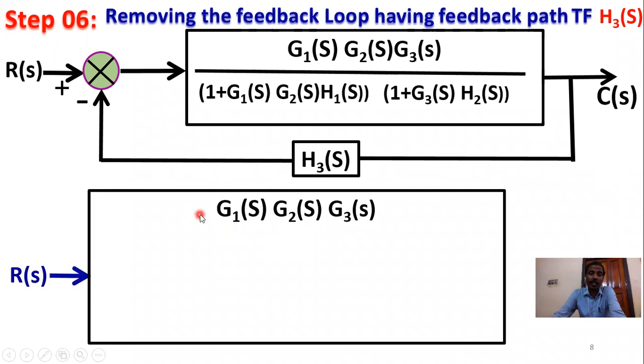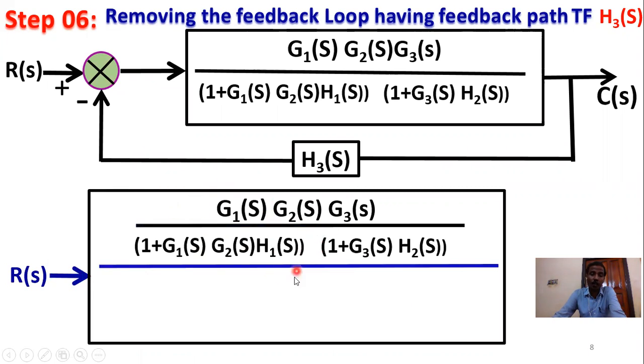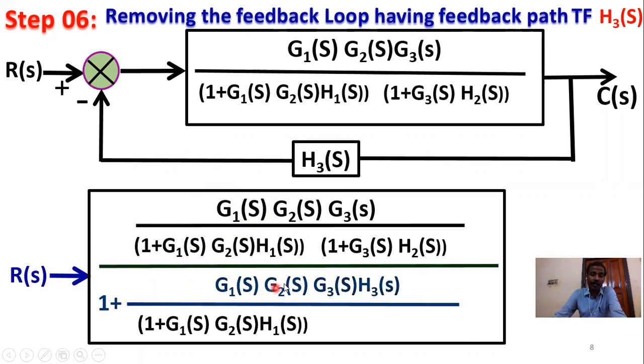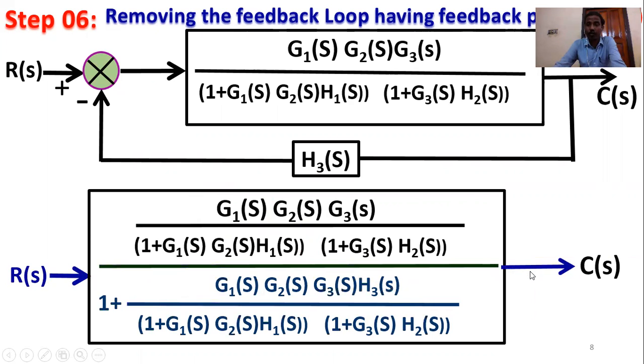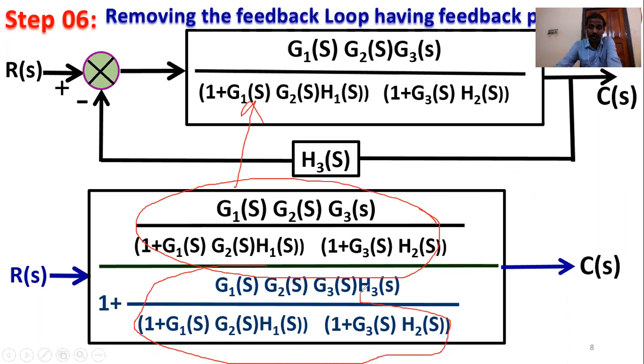Then solve this equation. This part is G(s), divided by 1 plus G(s) into H(s), H3(s). And this is the output C(s). So in this case, this is G(s), this portion, and this is also G(s), and H3(s) feedback gain. The denominator part is also called the characteristic equation.